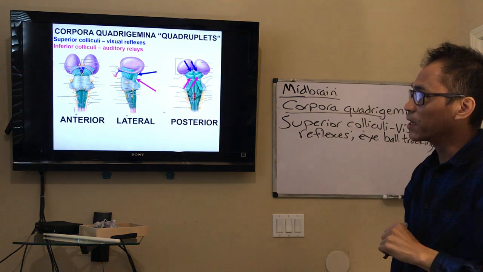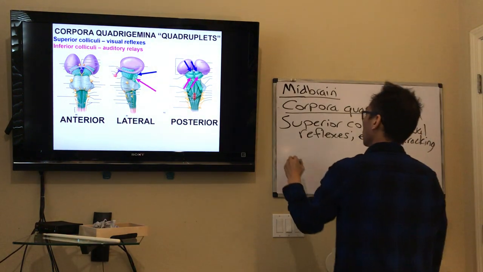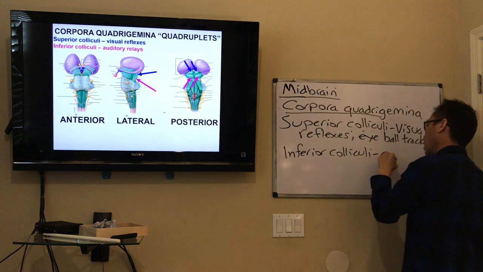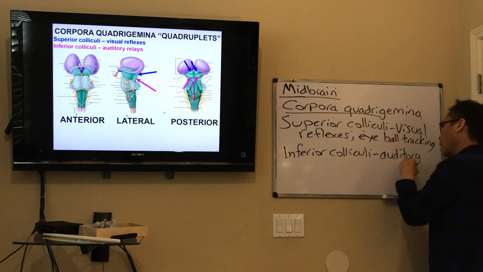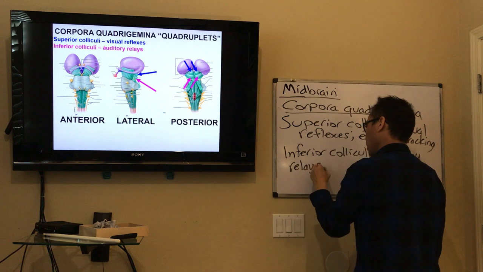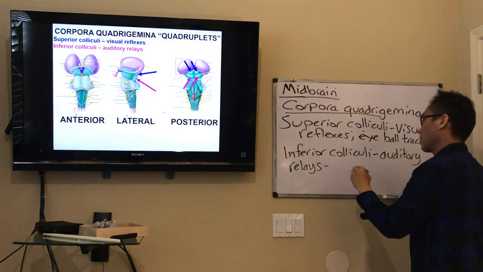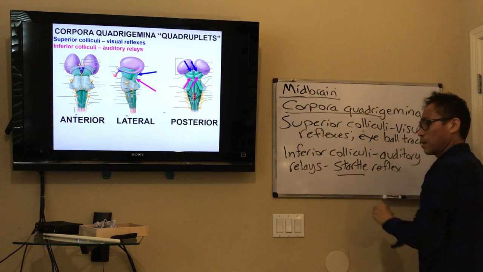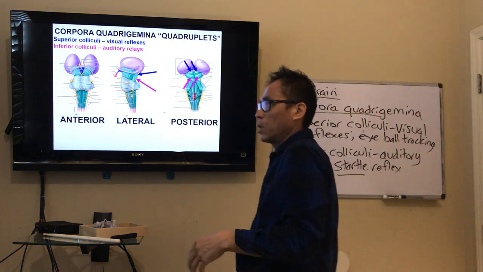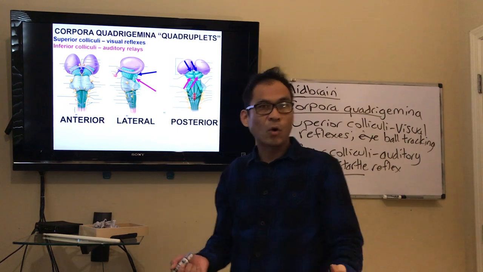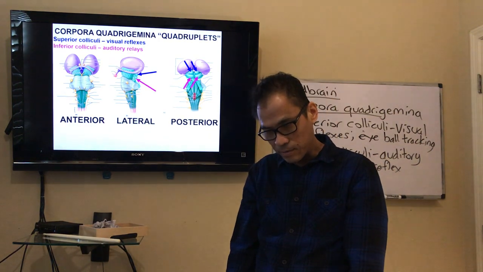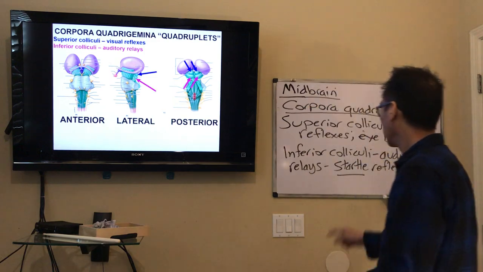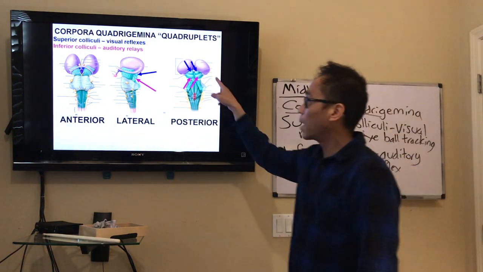Or the inferior colliculi, those are for auditory relays. Like the startle reflex is a good example. Like if you hear a loud sound and you, oh my gosh, that will be the normal reaction. But if you see a person and there's a loud sound and you just kind of sit there deadpan, that could indicate midbrain dysfunction. Startle reflex. Okay. Anatomically, part of the midbrain.